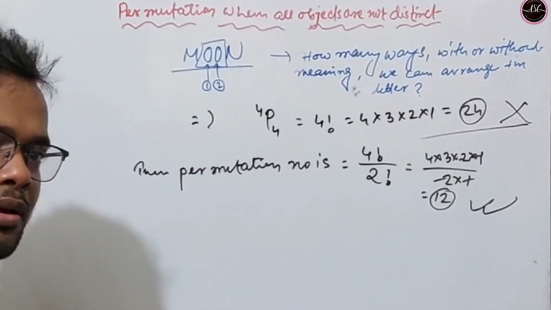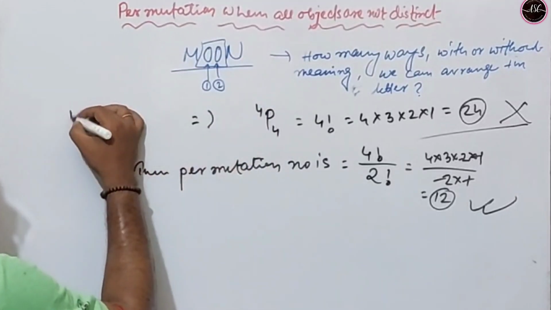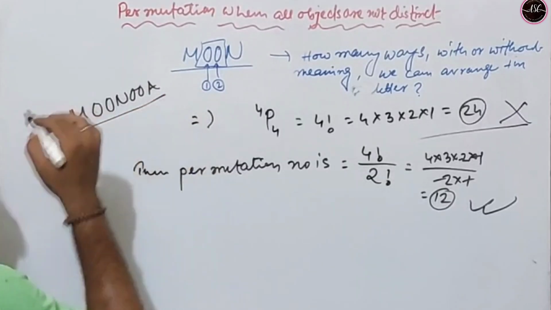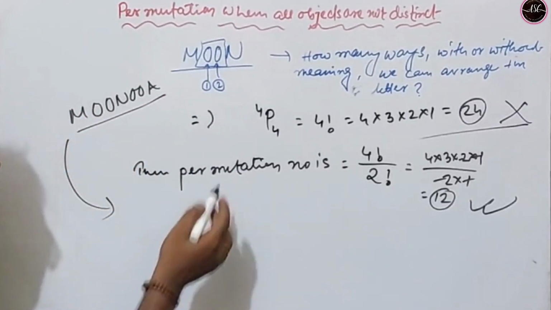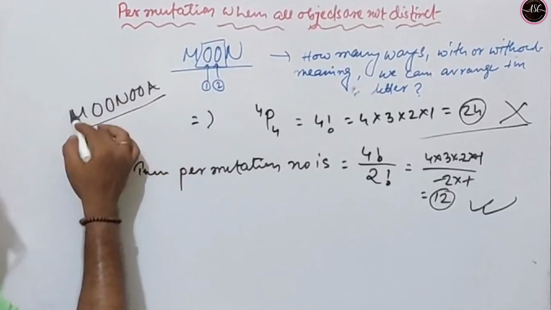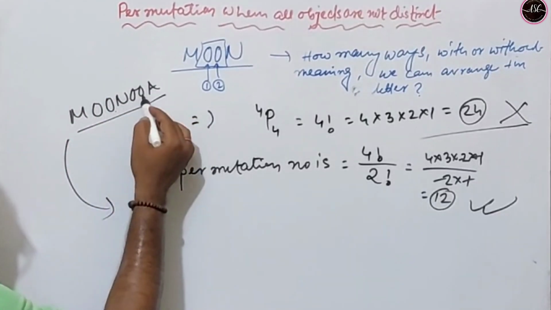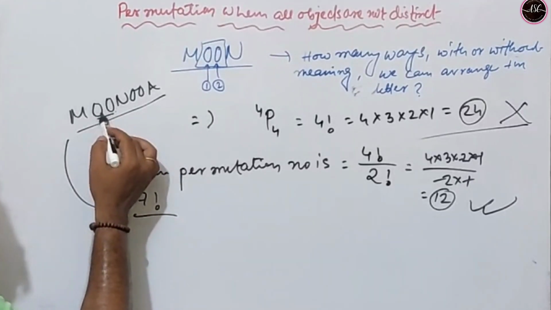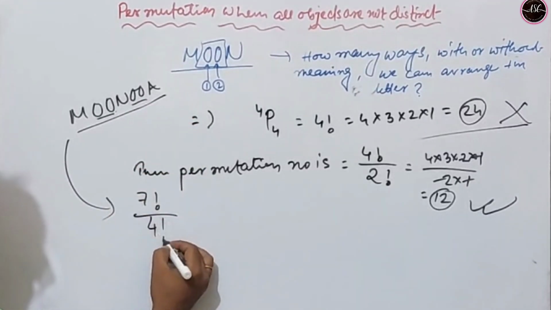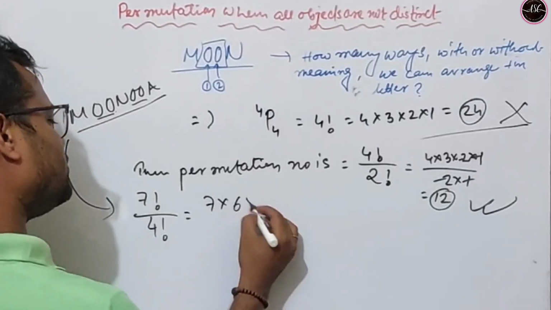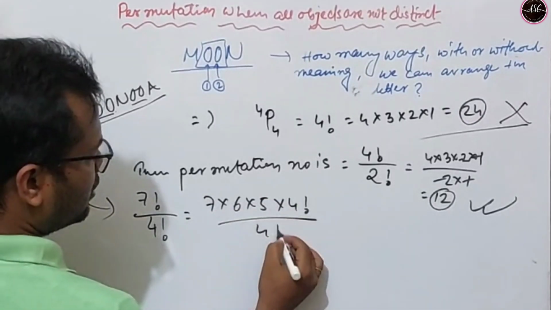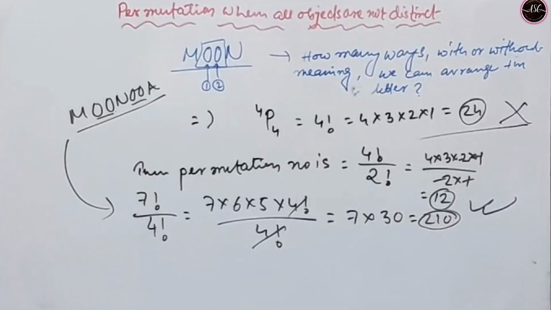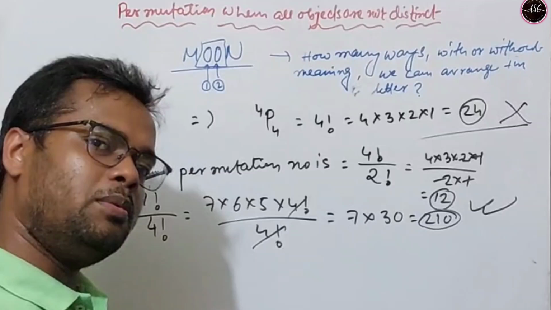Clear? Suppose there is MOONA, Munna. Then the permutation number is: how many letters are here? 7. So we write 7 factorial divided by the factorial of the repeated letters. N repeated 3 times, so divided by 3 factorial. So 7 into 6 into 5 into 4 into 3 factorial divided by 3 factorial. 3 factorial will cancel out. 7 into 30, 210 ways. This type of problem can be solved in this way.